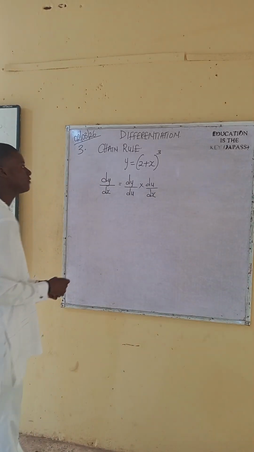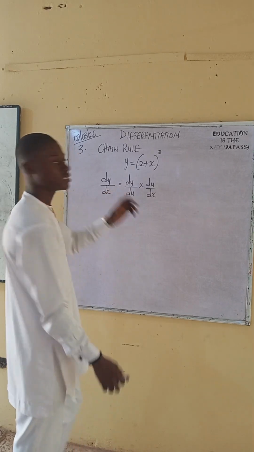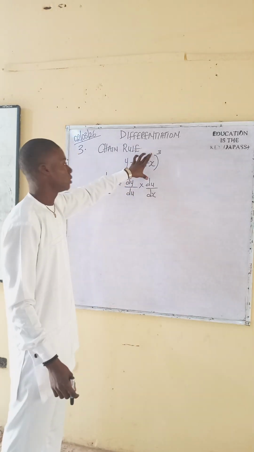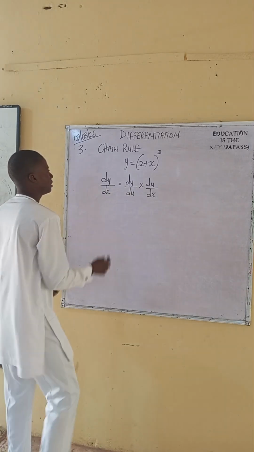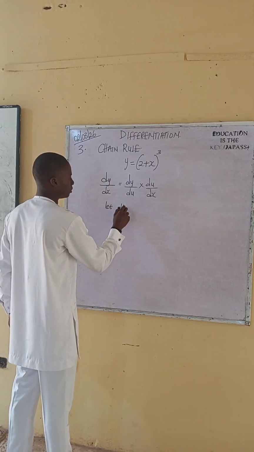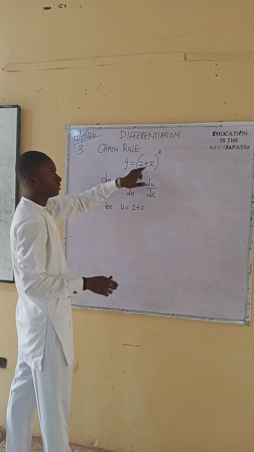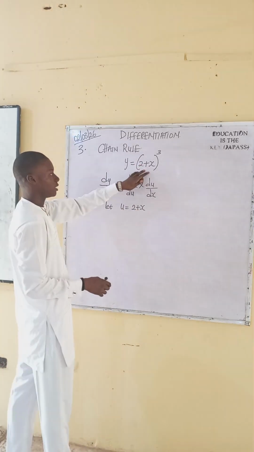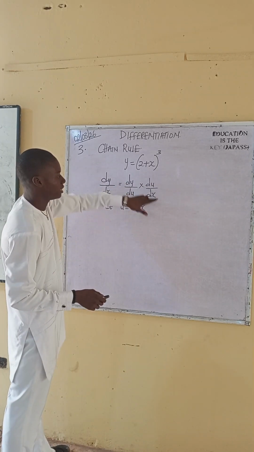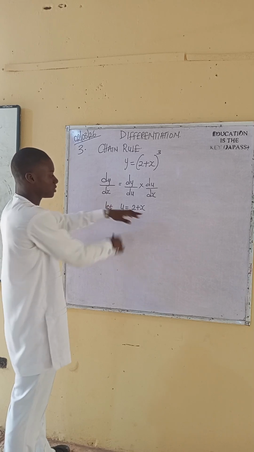So in other words, if you are given any function, let's say this, the first thing to do is to call the inner function u. That's the first thing to do. I say let u equal 2 plus x. You call the inner function u. So now from the formula, you can see the du over dx here, right? So now I differentiate this u with respect to x.